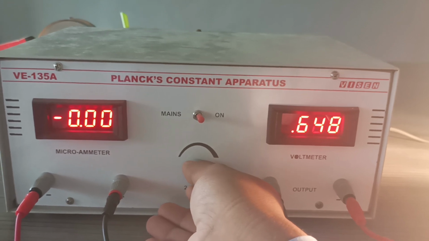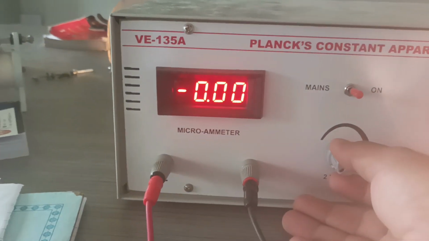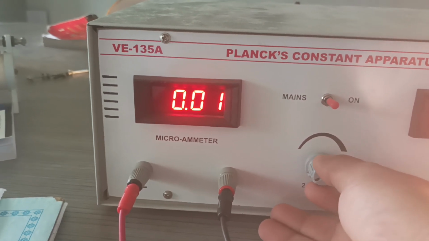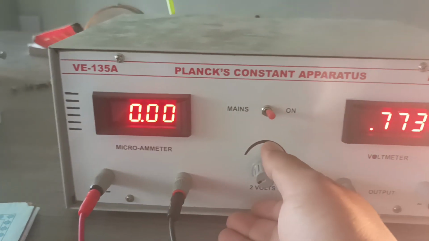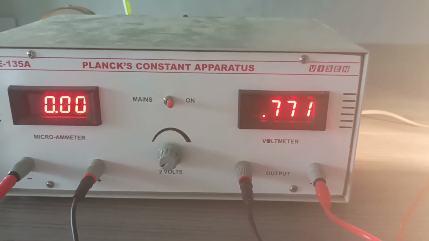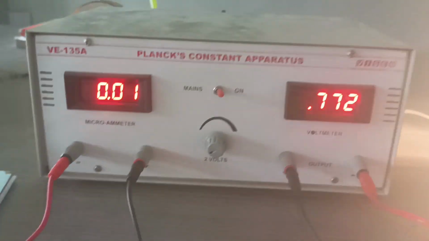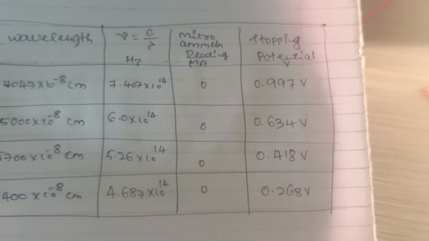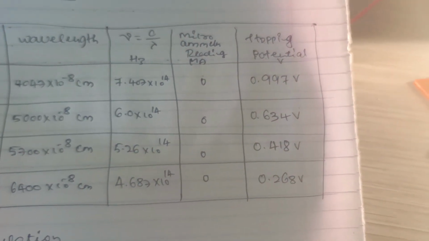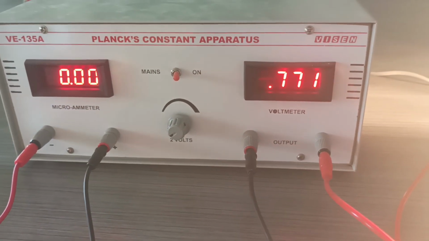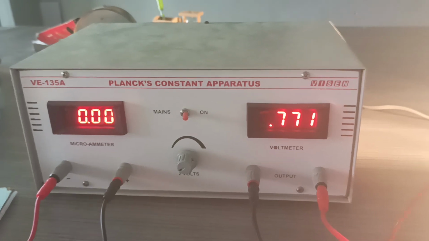Now we have almost reached 0 in the micrometer, 0.01. I am adjusting it again slightly to 0.000. Now the corresponding voltmeter reading is 0.771. Similarly, in our experiment I am writing here: micrometer reading is 0 and the stopping potential in the table is 0.997, but in our case it is 0.772. This is the first reading.